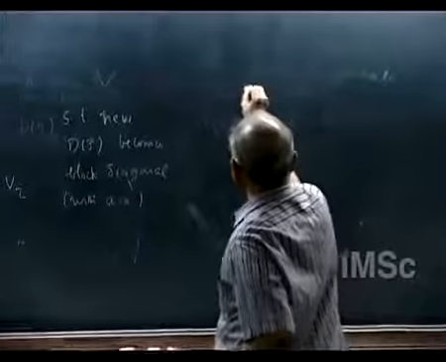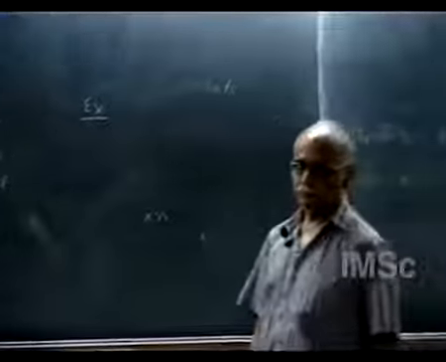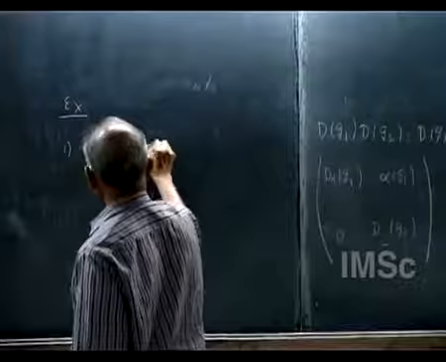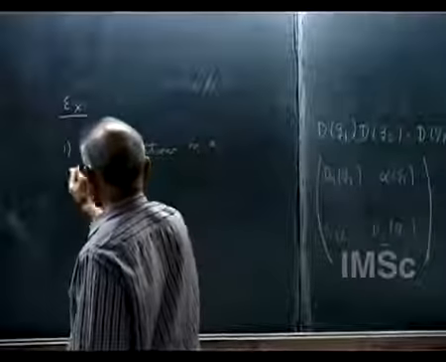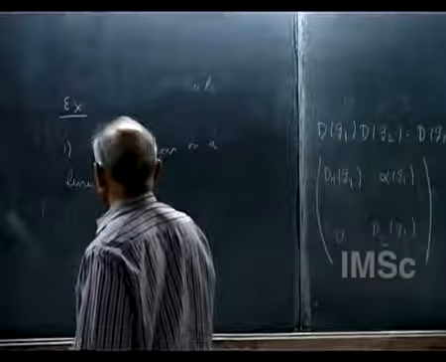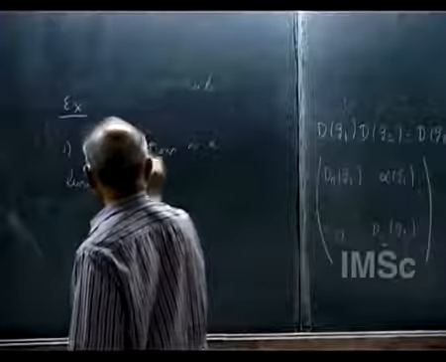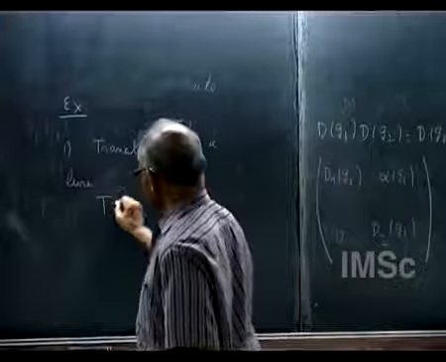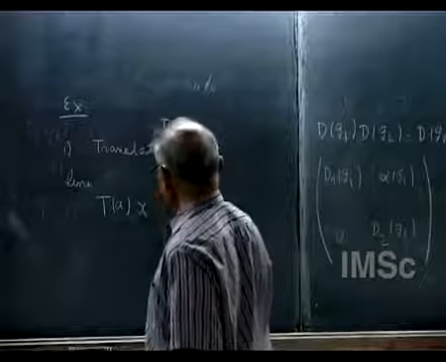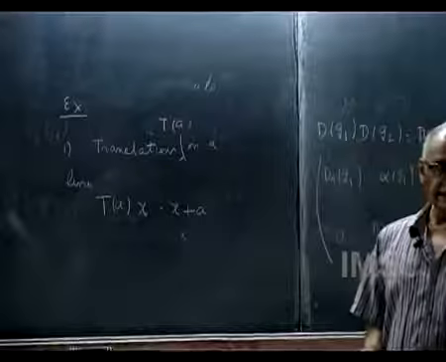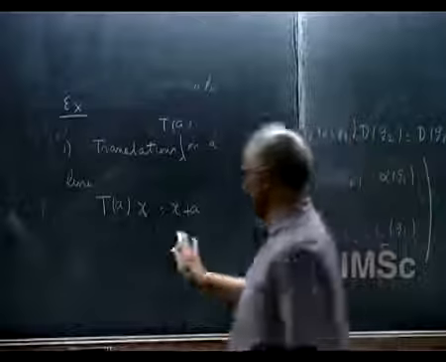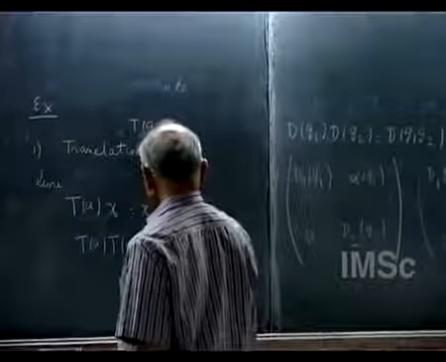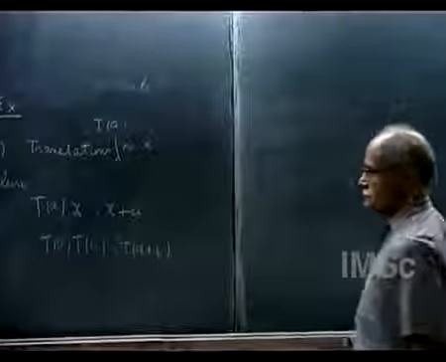So, let us look at examples. The first example is something we studied, translations on a line. The group law is addition. Translations, let me call it T_a, act on a real line x as x plus a. We looked at it last time. Then T_a T_b is T of a plus b.